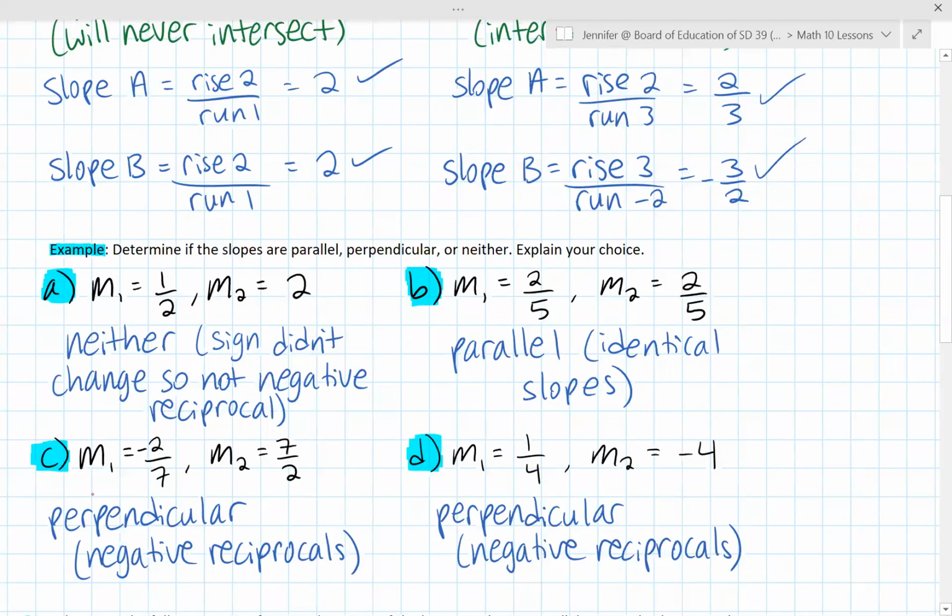Example C, we went from -2/7. We flipped the fraction and changed the sign. So these are negative reciprocals of each other, which means that these two slopes are of lines that are perpendicular to each other. And example D, these are also perpendicular to each other because the two slopes are negative reciprocals of each other. We flipped 1/4 and then changed the sign because 1/4 flipped is 4/1, which we just write as 4.